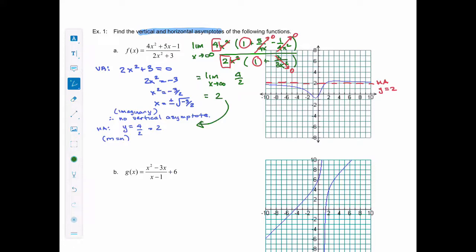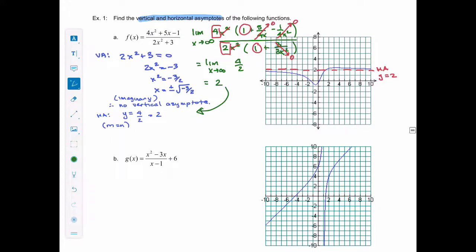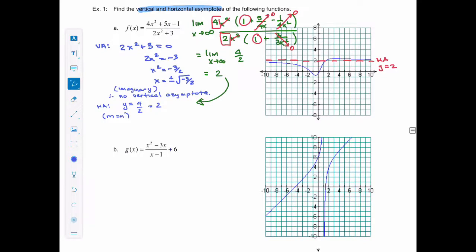So that's a new way of doing things. You should have seen this in advanced functions. Let's try the next example. I know for a fact that this graph is not correct, so we'll see if our calculators support what I'm saying. So we're going to do the exact same thing.